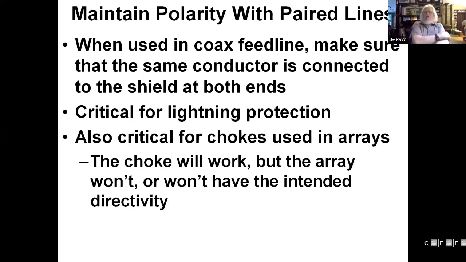It's important that we maintain polarity through a choke. If it's used in a coax feed line, you want the same conductor connected to the shield at both ends. This is quite critical for lightning protection, and it's also critical for chokes that are used in arrays. If the conductors are reversed, if the polarity is reversed, the choke will work, but the array won't, or it won't have the intended directivity.